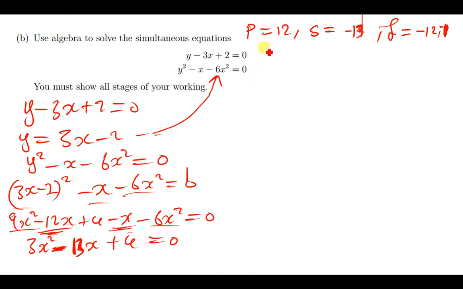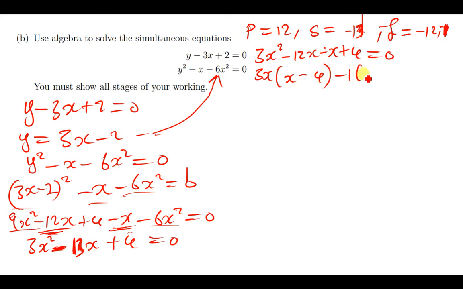So we can now simplify that. So we plug in the factors there. So we have 3x squared, negative 12x, then negative x, then positive 4 is equal to 0. So we factorize: 3x is common, we have x minus 4. Then here negative 1 is common, we have x minus 4 is equal to 0. So I have x minus 4 and 3x minus 1 is equal to 0.